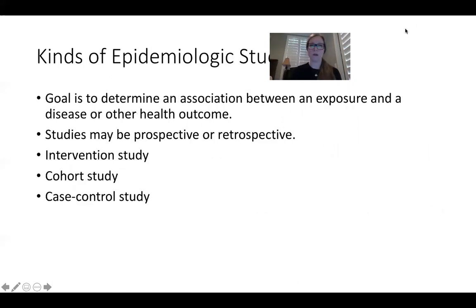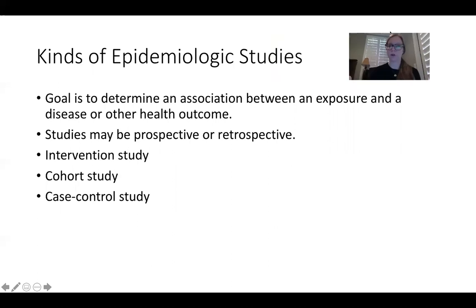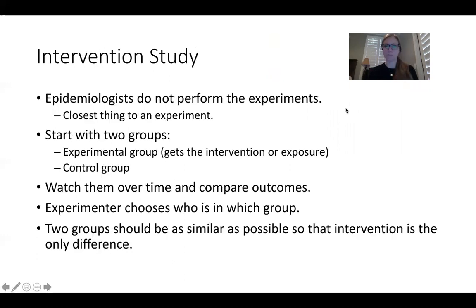Okay, kinds of epidemiological studies, very important. The goal is to determine the association between exposure and disease and other health outcomes. Studies can be prospective or retrospective: intervention study, cohort study, case control study. These are the very important studies to be aware of, and we're going to go through that.